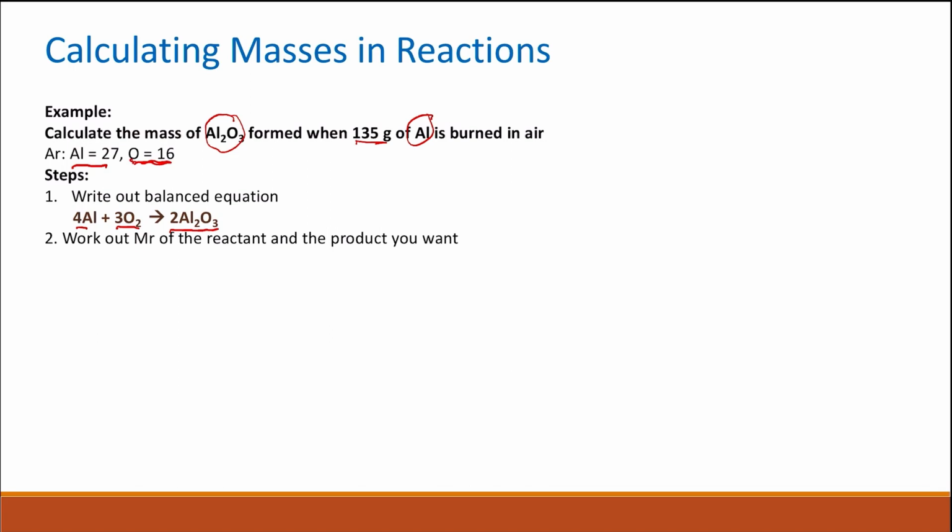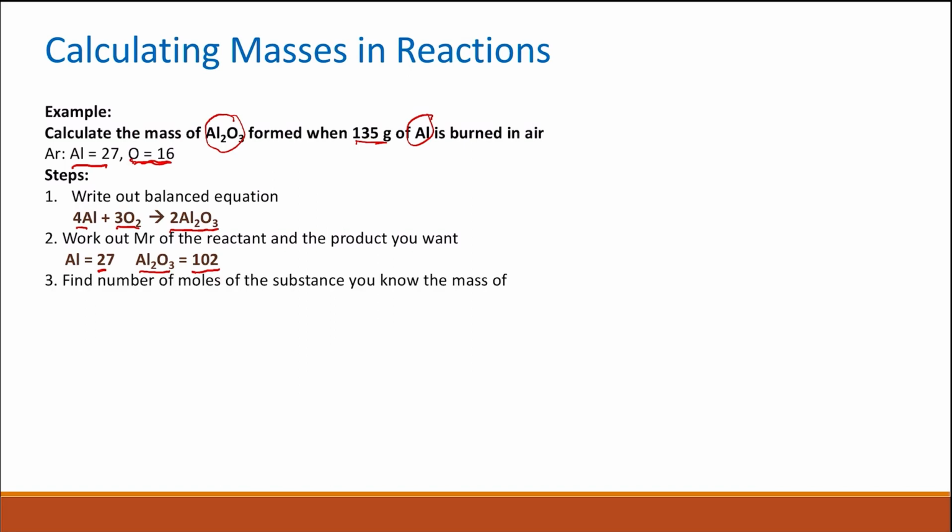So the relative atomic mass of aluminum is 27, and we need to calculate the relative formula mass of the product we want to calculate the mass of, which is aluminum oxide. When we do the calculation, you're going to find that it equals 102.